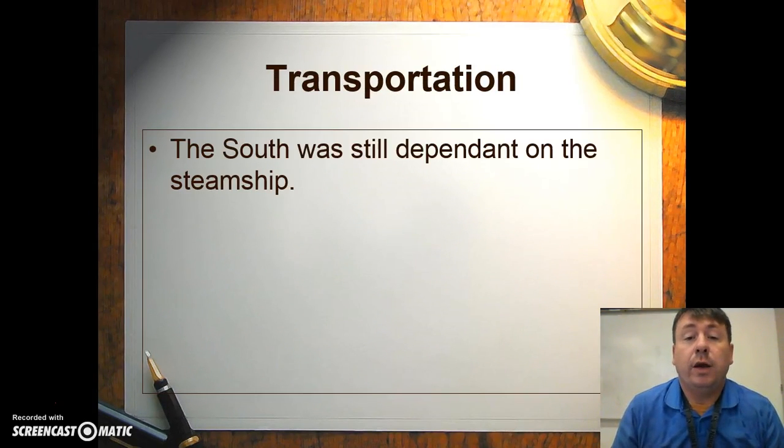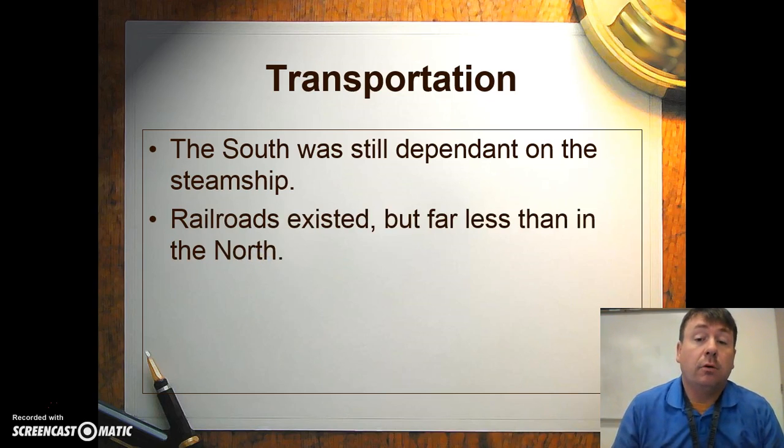Transportation was way weaker than in the North. The South was dependent on the steamship and basically the Mississippi River. Railroads existed, but they had far less than in the North. Like I said, they had like 3,000 miles of railroad track in the South, so not a whole lot.